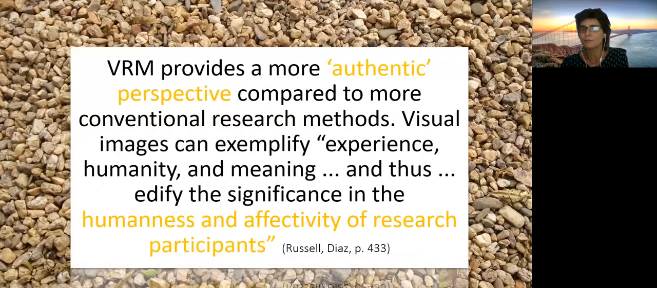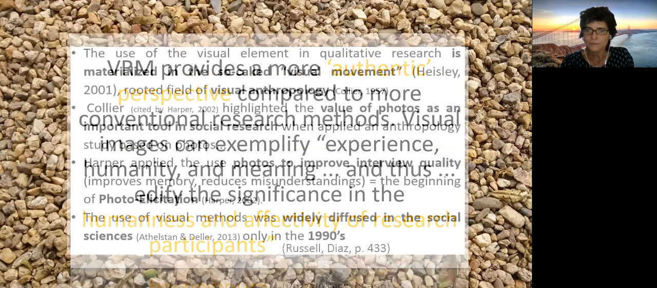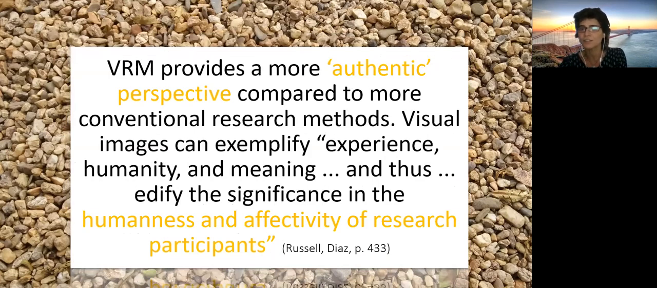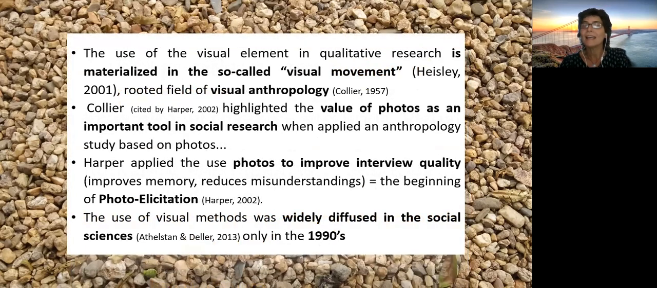And then another idea: visual research methods provide a more authentic perspective. This is just an opinion, of course, a perspective. And sometimes when you use pictures, for instance, when we ask the participants to take pictures, and then they bring their pictures and do an interview, I will mention later, the photo elicitation. This is an authentic perspective because we are asking people to comment on their pictures. So it's very authentic and very genuine. And this is the richness of the visual data. And that's what this author mentioned. And then the idea of humanness and affectivity of research participants. That's why we now enter this very interesting topic within qualitative research.